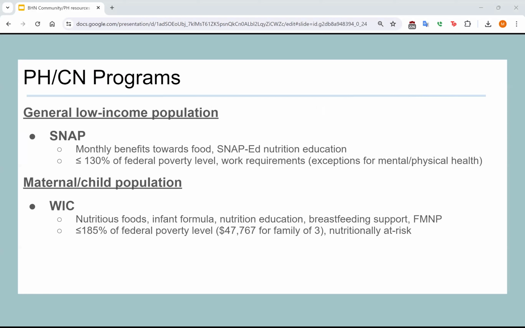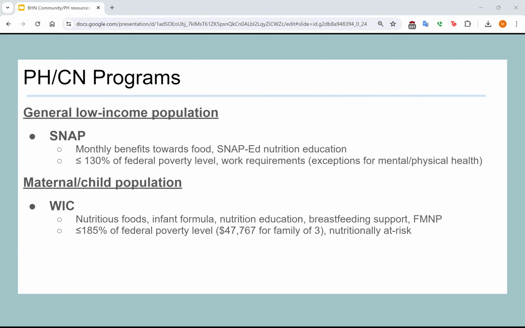So I've listed mostly programs that I have personally referred patients to, and they're very common across the US. So for just the general low-income population, we have SNAP, the Supplemental Nutrition Assistance Program. That provides monthly benefits towards food, and this EBT card. And on a state-based level, they have SNAP Ed, nutrition education. That can vary by state, but it can be a helpful resource to the participants.